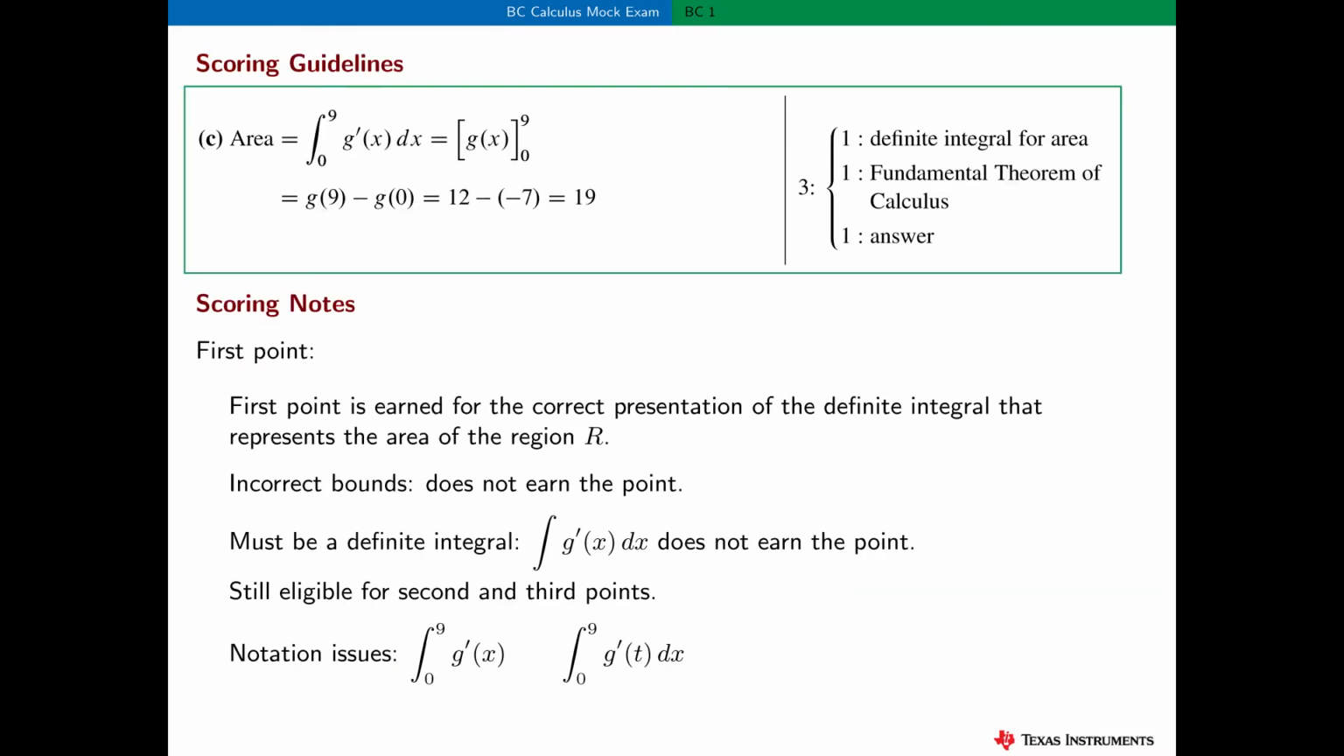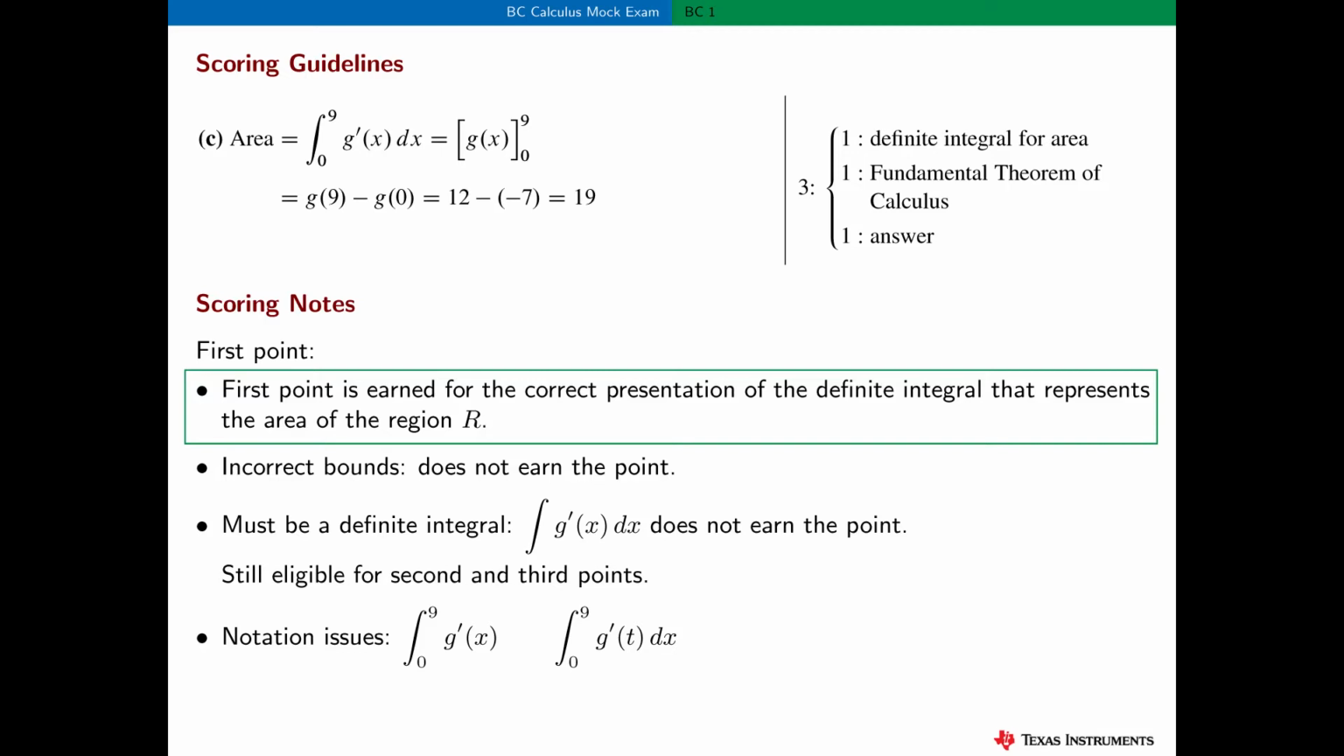Here are the scoring guidelines for Part C. This problem was worth 3 points. The first point is for representing the area of the region R with the correct definite integral. The second point is for correctly applying the Fundamental Theorem of Calculus. And the third point is for the final answer. And remember, a final numerical answer does not need to be simplified.